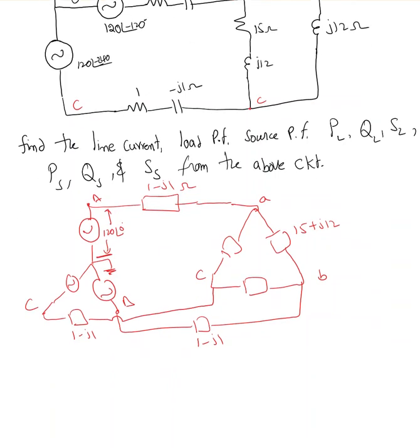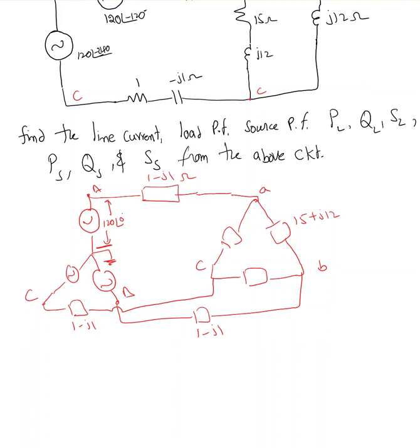Now, in this case, I have a line impedance. I don't know how much the voltage drop across the line is. You can use nodal analysis or mesh analysis to solve without transforming the circuit. But what I'm going to do is transform this load, which is a delta load, into a Y load. Let me explain how to do that.